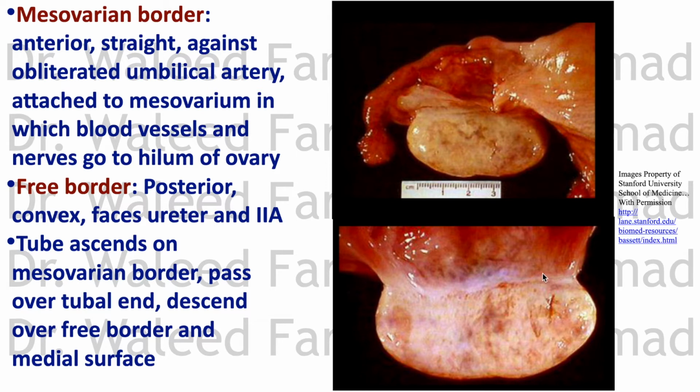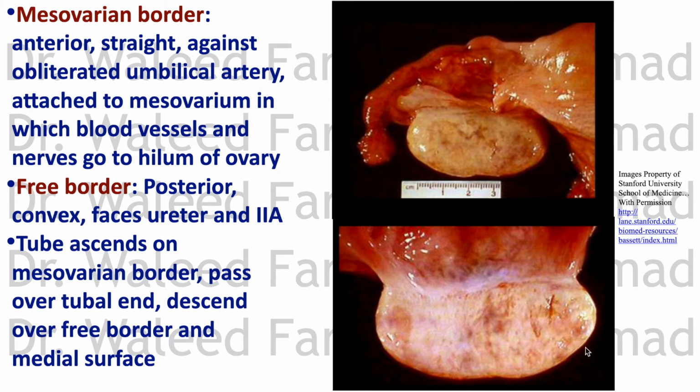It has a mesovarian border, the stem that connects it to the posterior layer of the broad ligament. See, this is the mesovarian border, and this is the mesovarium itself. It's like a mesentery that we studied with the intestine. Through the mesovarium, the blood vessels and nerves reach the ovary and enter through the hilum of the ovary.